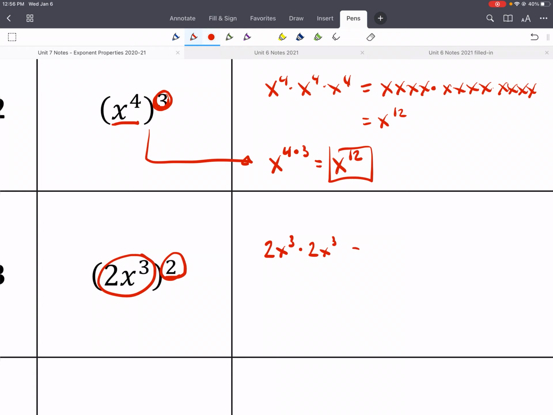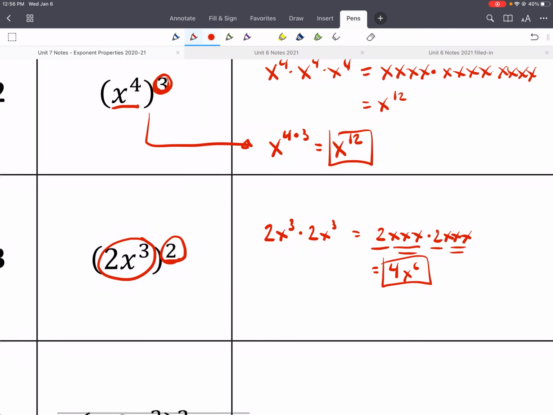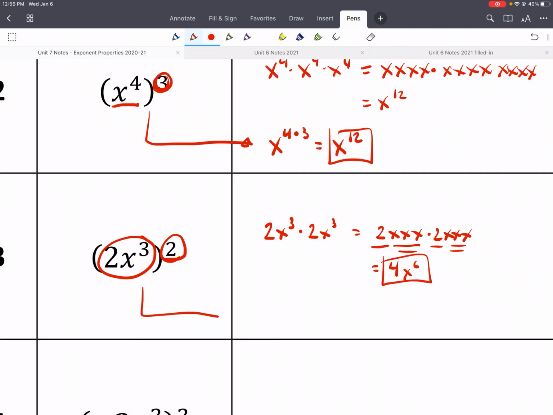If we wanted to expand, that's 2 times x times x times x times 2 times x times x times x. So 2 times 2 is 4. And we have 6 x's, so that's x to the 6th. If you were to do it the other way, then what we're doing here is, if we had like an exponent here, it would be a 1. So that would be like 2 to the 1 times 2, and x to the 3 times 2.